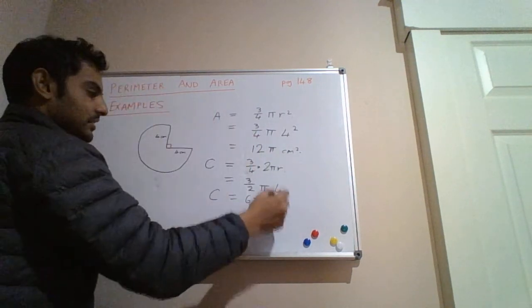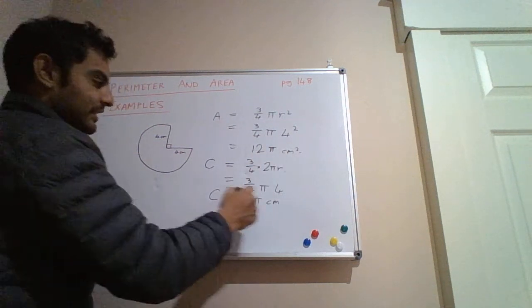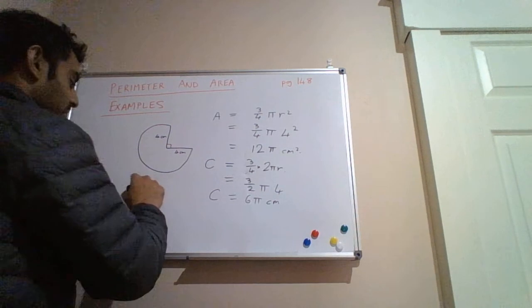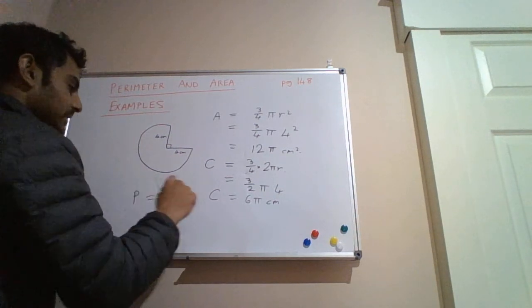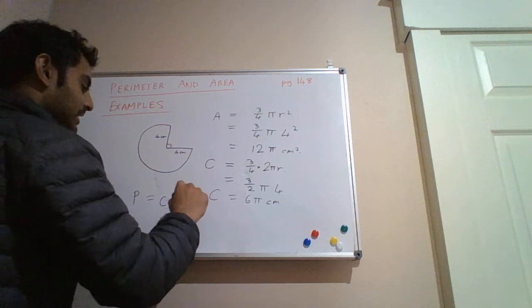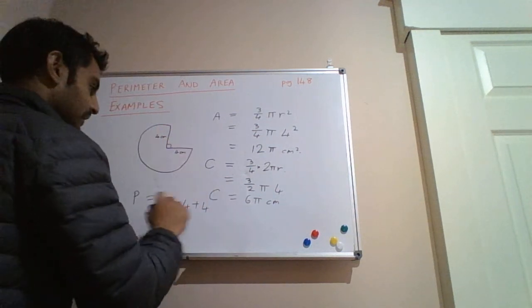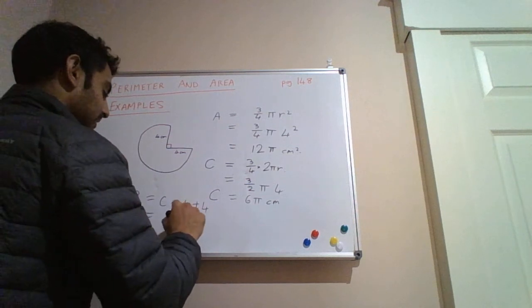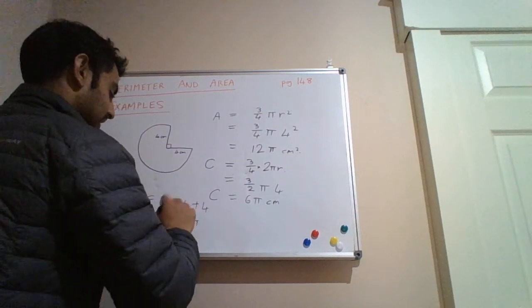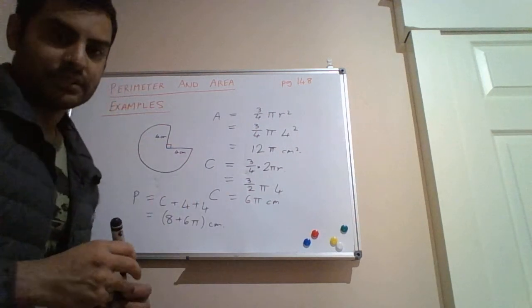Okay, notice it's not centimeters squared. Centimeters squared was for area, and this is a length. So the perimeter is going to be this 3/4 piece, circumference, plus 4 plus 4. So that's going to be 8 plus 6 pi, and our unit is centimeters.